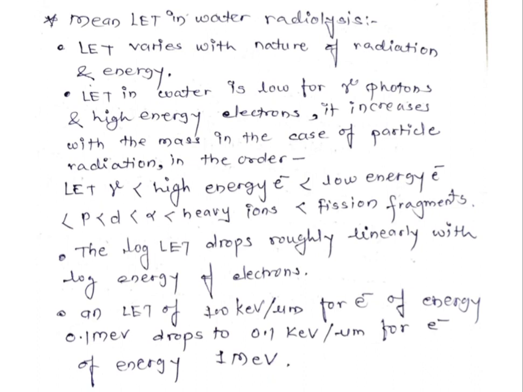As we know, gamma radiation is of higher energy, and for gamma radiation or higher energy particles, the LET value is low. So the LET of gamma is much less than that of higher energy electrons, then this is less than lower energy electrons, then less than protons, then less than deuterium, less than alpha particles, less than heavy ions, and less than fission fragments. Simply, as mass increases, the LET increases, and as mass decreases, the LET decreases.